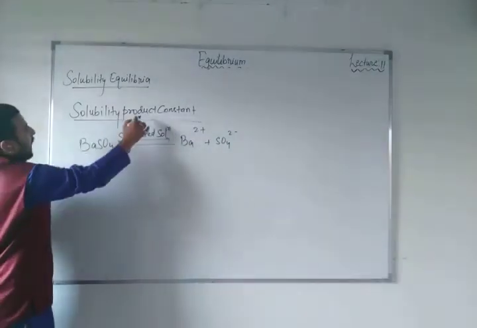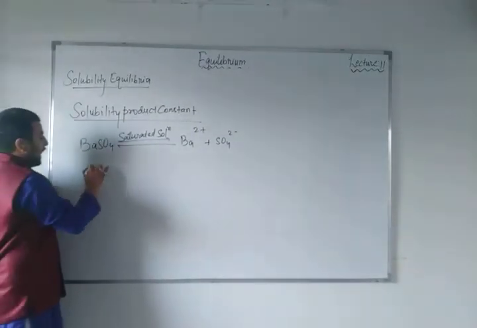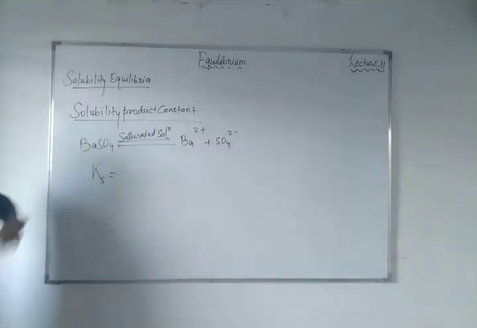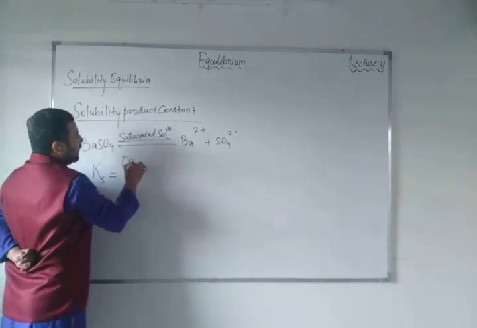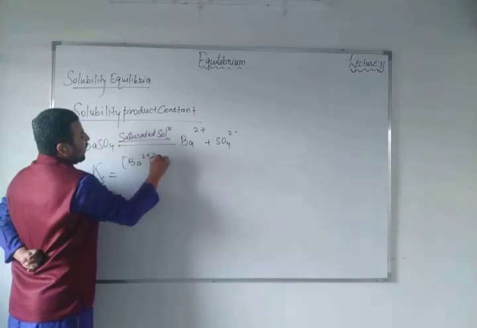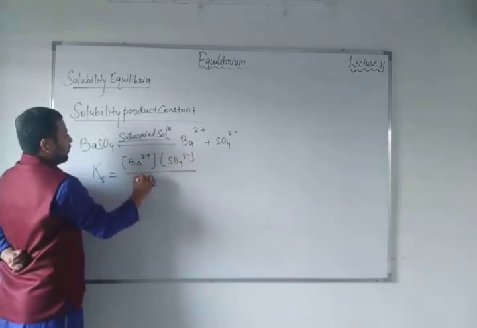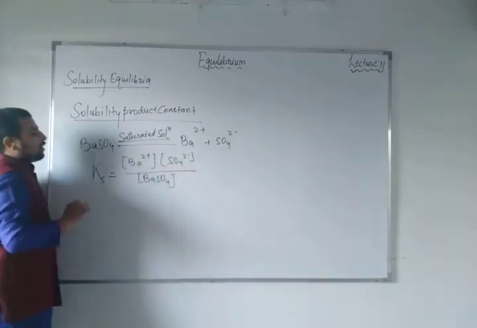Now we are going to calculate the solubility product constant Ksp. Solubility product constant is equal to concentration of products upon concentration of reactants. So concentration of products means Ba2+ concentration times SO4 2- concentration upon BaSO4 concentration. Are you getting it or not?